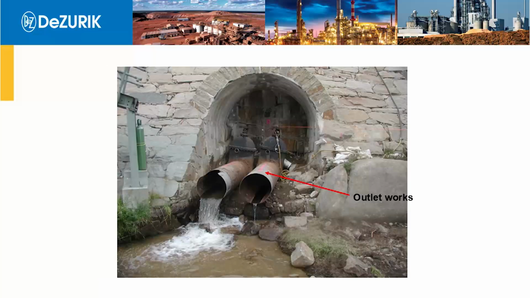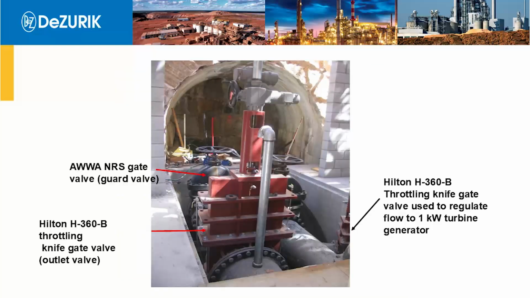And this is what it looked like on the downstream face of the dam. Just a couple of pipes, probably 24, 30-inch pipes, with a couple of old AWWA non-rising stem gate valves. So this was how Hilton Valve provided a valve. Those same two pipes, they chose one to be the controllable line and the other just to be a backup line. So we installed our Hilton 360 throttling knife gate on the control side. And then they elected to use just another non-rising stem AWWA valve for the guard valve upstream of it.